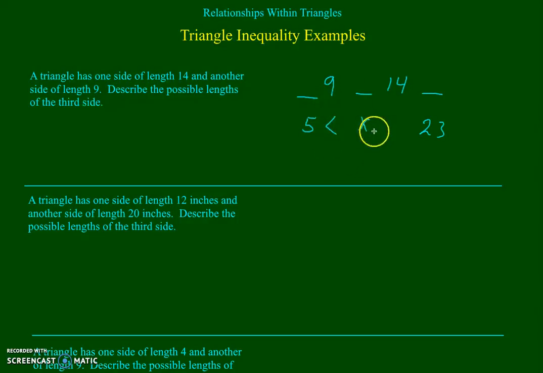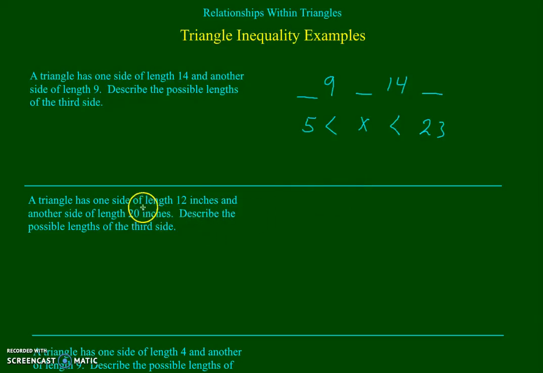for that reason. Also, we know that 9 plus 14 equals 23, so our third side can't be 23. It has to be a little less than 23 because 9 plus 14 has to be greater than that third side. So whatever value we pick has to be less than 23. So we can say that the possible side lengths for the third side is greater than 5 and less than 23. Anything greater than 5 and less than 23 would work in a triangle that has one side of 9 and one side of 14. All right, well, let's try that one more time in the next example.